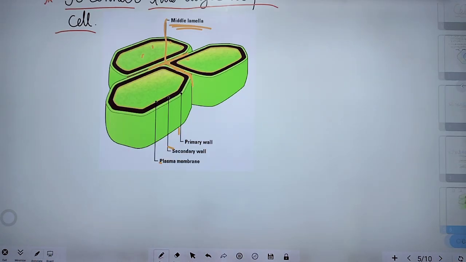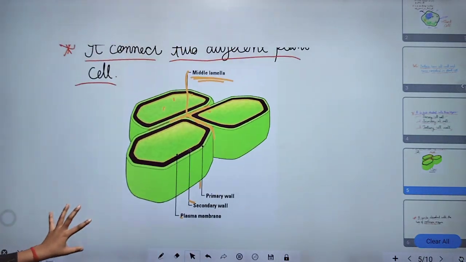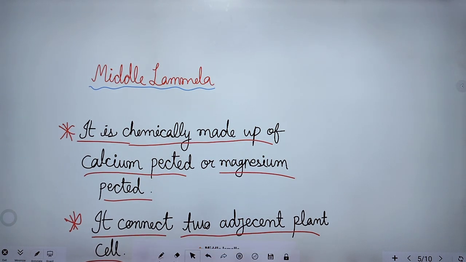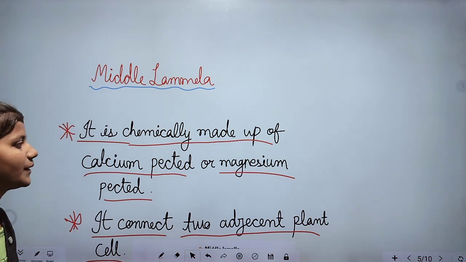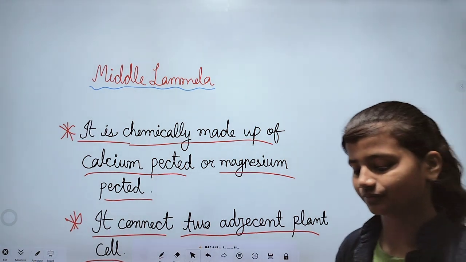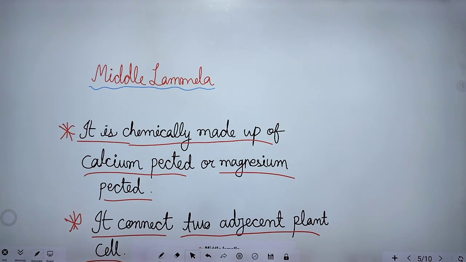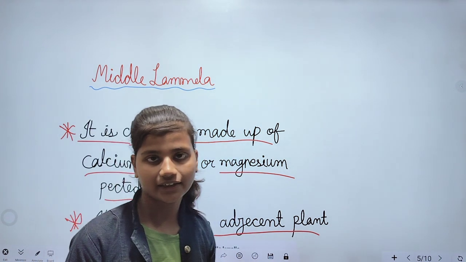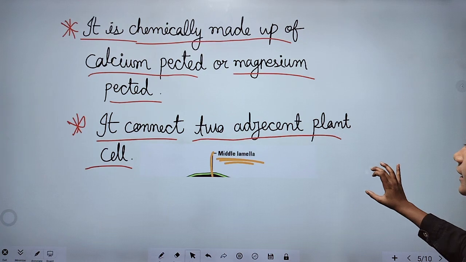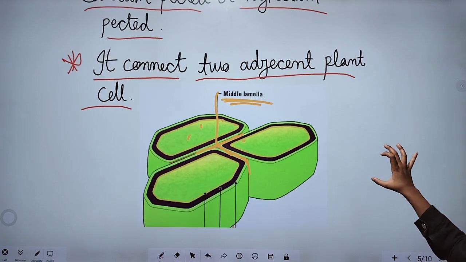Okay, and what is the middle lamella? Middle lamella connects two adjacent cells, two or more cells. Okay, middle lamella is chemically made up of calcium pectate and magnesium pectate. It connects two adjacent plant cells, or you can say more than two plant cells.